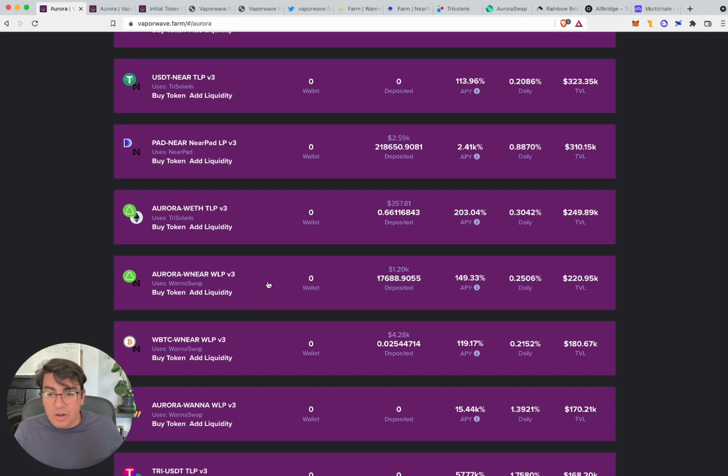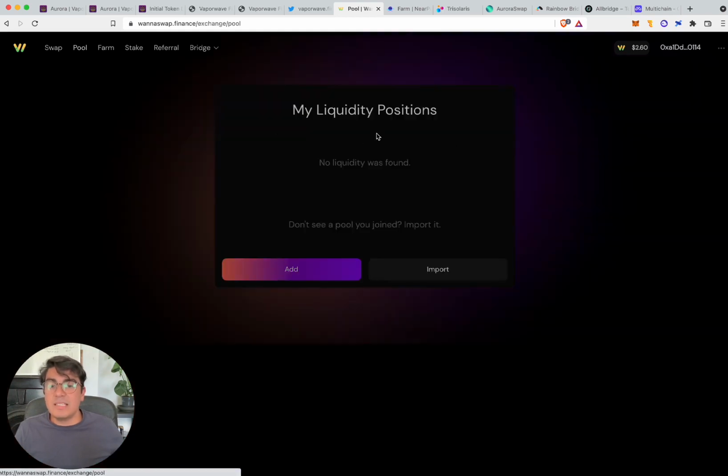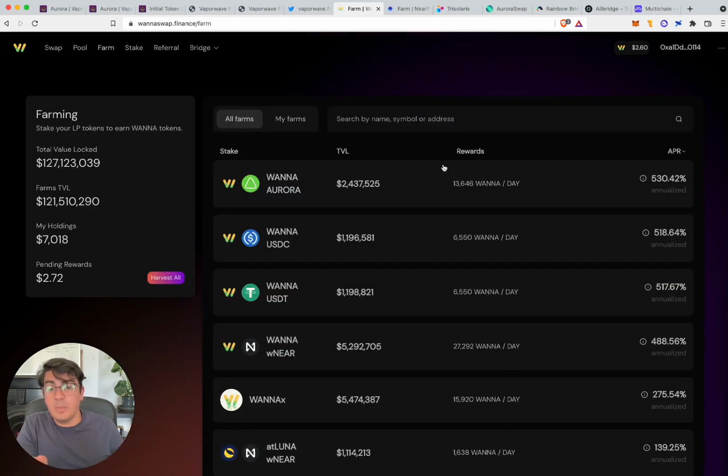After you've chosen your pair, you need to pay attention to which exchange it is listed on. So this one is on WannaSwap. Go to that exchange and deposit the two assets into the liquidity pool. Remember, always, first you deposit assets into the liquidity pool and then you deposit assets into the farm. We've made videos about this in the past. Go check them out. The only thing that changes for Vaporwave is that naturally we're not going to be depositing the LP token into WannaSwap's farm. We're going to be depositing into Vaporwave instead.